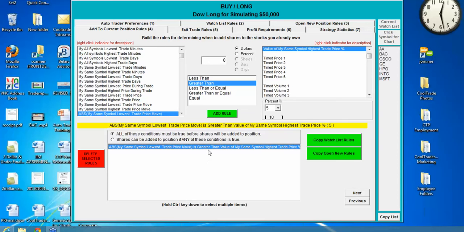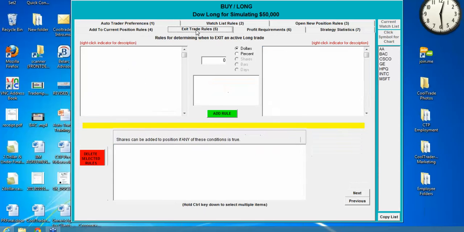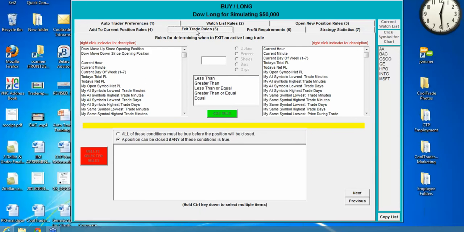So if the position drops down 5%, it's going to add another position, and as that stock is moving around at that other level, it's going to be taking profit at that level. Now, as it's buying and selling at that level, if it goes down again, then what it's going to do is open up another position, and it will continue to buy and sell for you as it's moving around in its range. So I'm going to go to the next tab now, which is the exit trade rules.